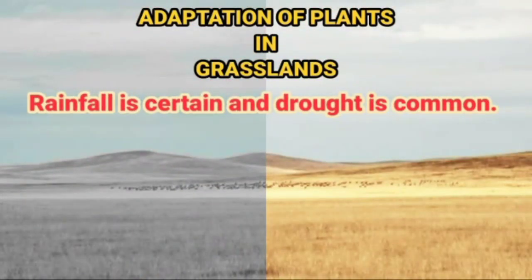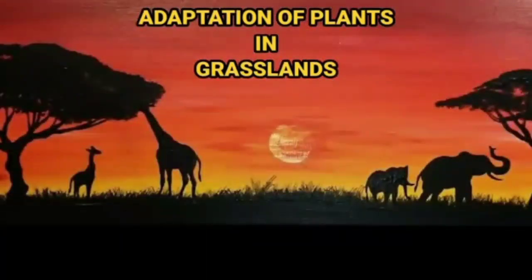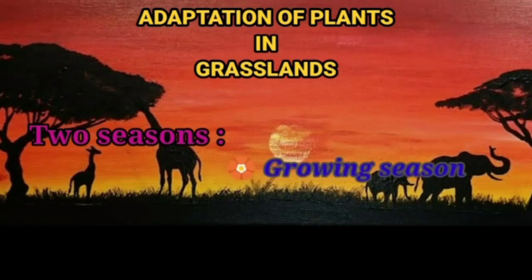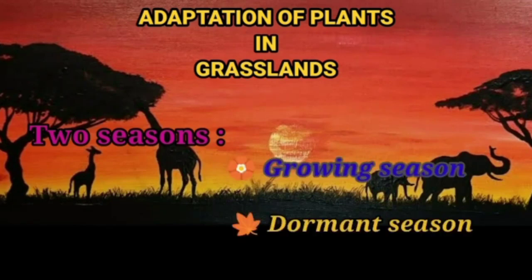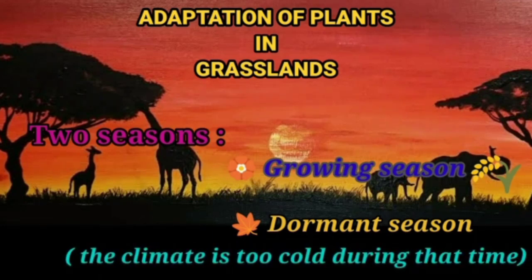So, what is meant by drought? Drought means a long period of time when there is little or no rain. There are two seasons in the temperate grasslands. One is the growing season and the other is the dormant season. Plants grow only in the growing season, but plants do not grow in the dormant season because the climate is too cold during that time.